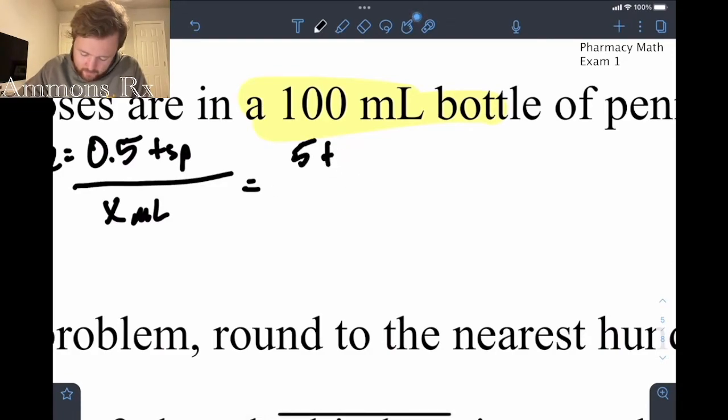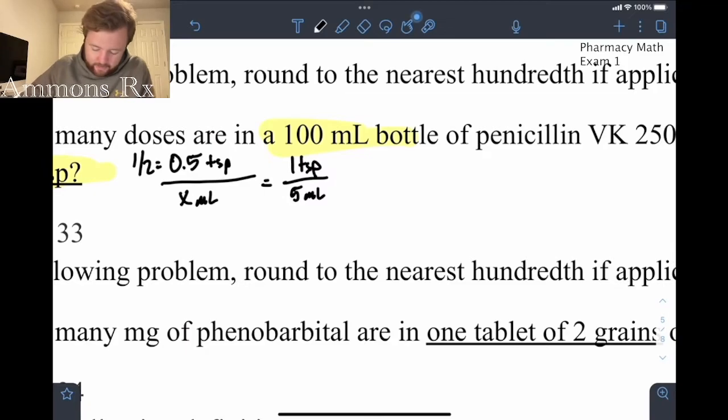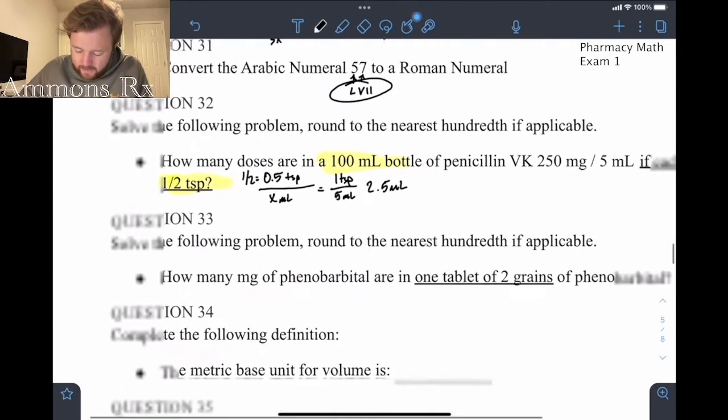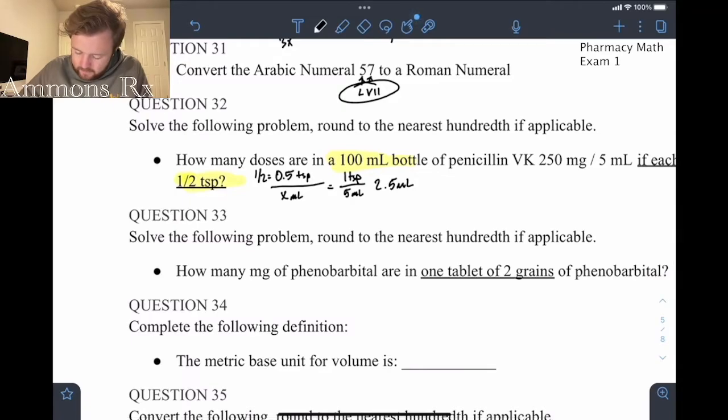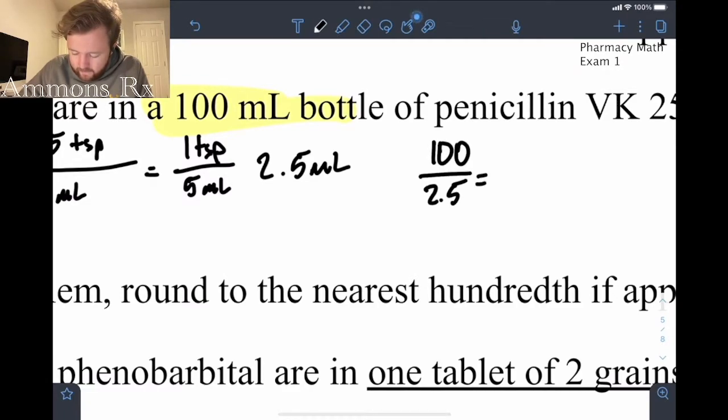Sorry, let's write that backwards. 5 mils. Okay. So I need to do 5 times 0.5, which is 2.5. Okay. So that means that a dose is 2.5 mils. How many times can you pull 2.5 out of 100? So that turns into 100 divided by 2.5.